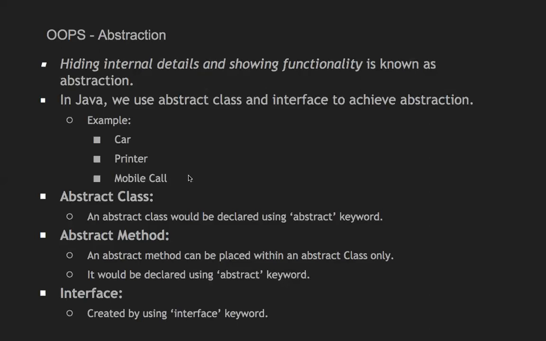There are different things we can discuss here, like the abstract class. An abstract class is declared using the abstract keyword, and an abstract method can be placed within an abstract class only, declared using the abstract keyword. An interface is created using the interface keyword. We definitely understand what abstract is right now. So these are implementations in Java. Whatever we discussed was in general, and these are examples of how to utilize it in Java. We will definitely see it in detail in further videos.